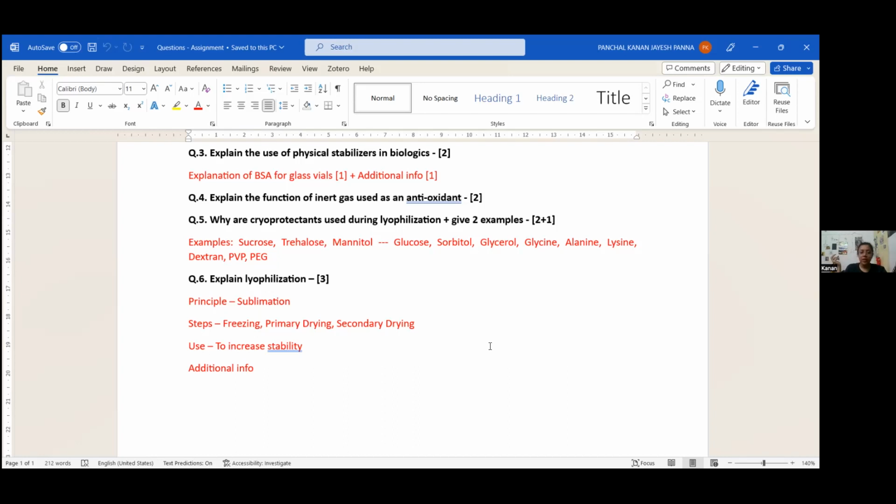Then function of inert gases. Maybe you'll have to explain it is used as an antioxidant. Why is it used as an antioxidant? Because it displaces oxygen. Connect those things.